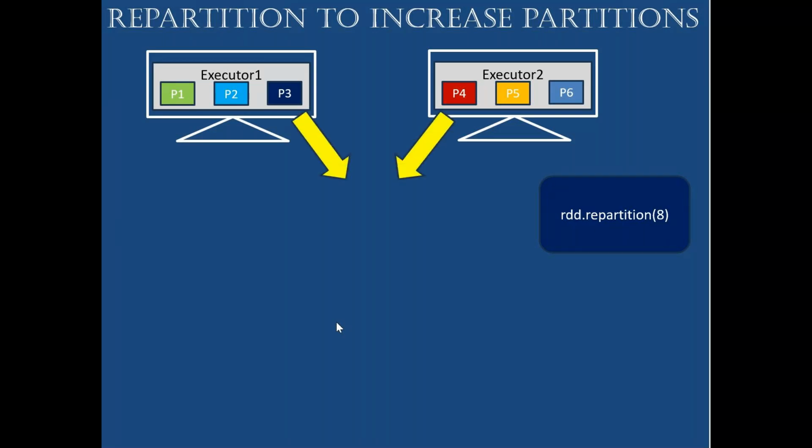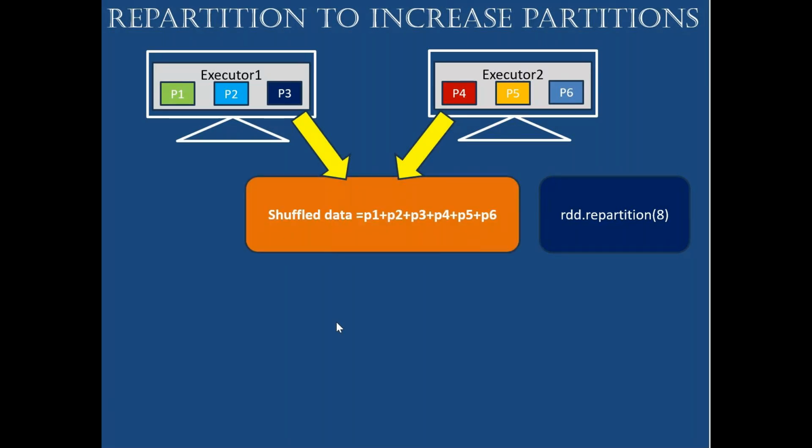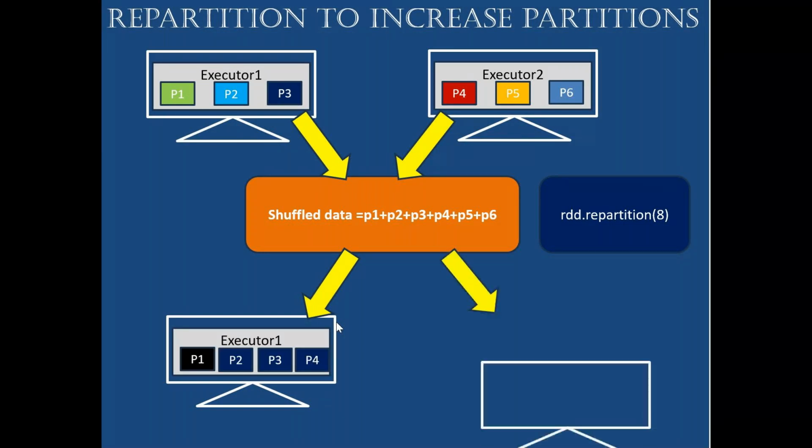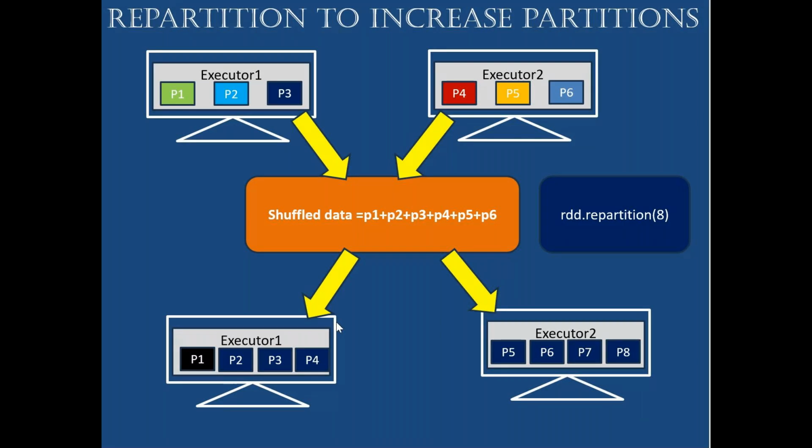So how it will be done is, first it will collect everything. All the data from all the partitions it will collect, and then it will shuffle all the data. Then from that shuffled data, once it combines all these partitions, it creates 4 partitions here and 4 partitions here. This is how it will increase.